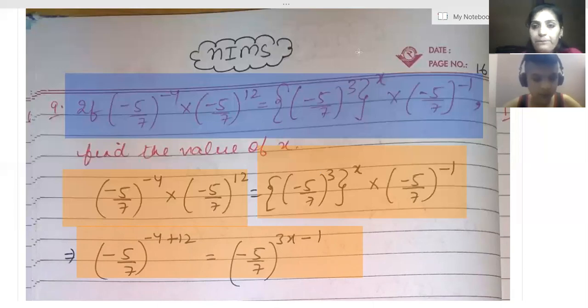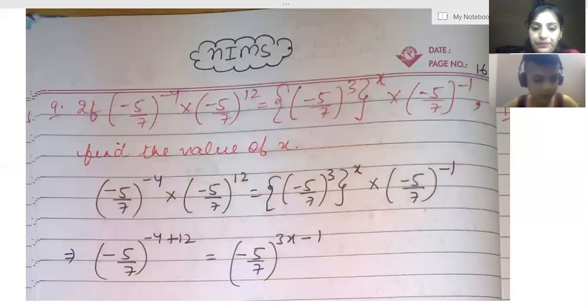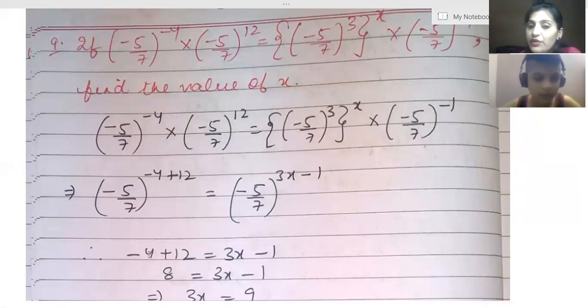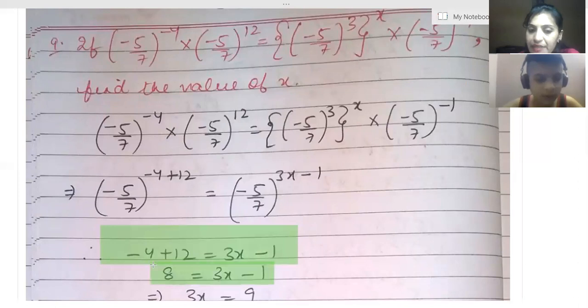Okay, so just tell me what will be the value of x. See, (-5/7)^(-4+12) is equal to (-5/7)^(3x-1). So it is minus 4 plus 12 is equal to 3x minus 1. So 8 is equal to 3x minus 1. So 3x becomes equal to 9 and x is coming out to be 3. Is it clear?